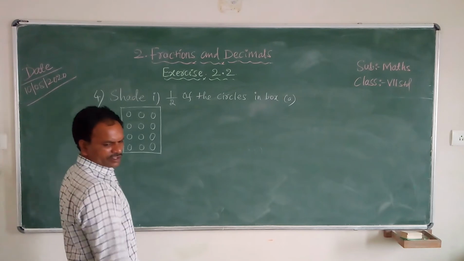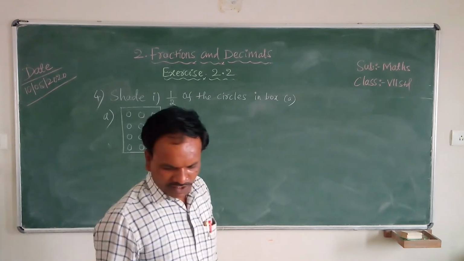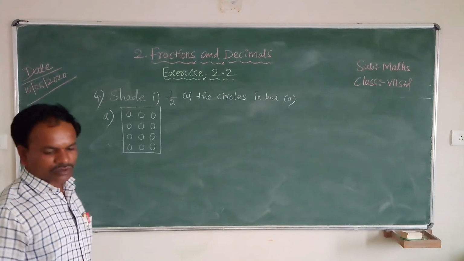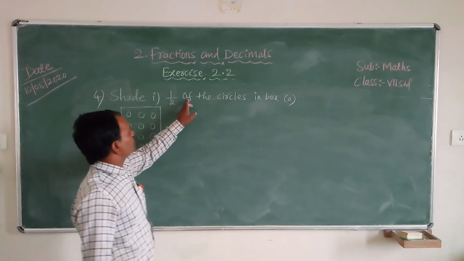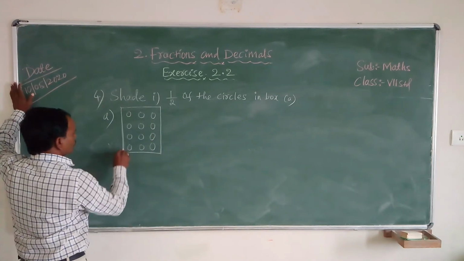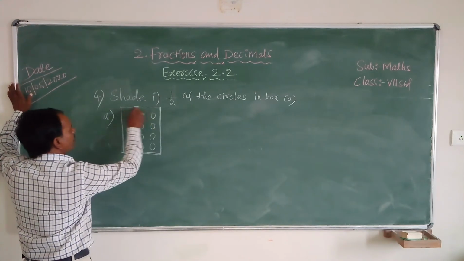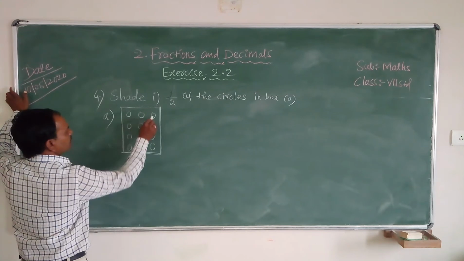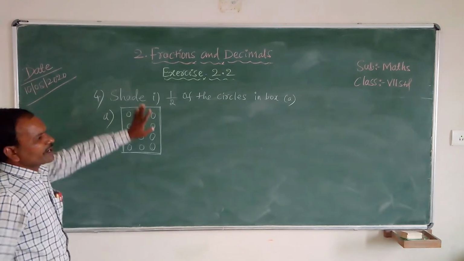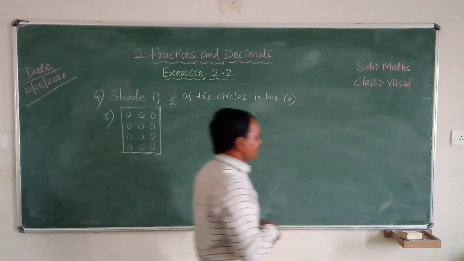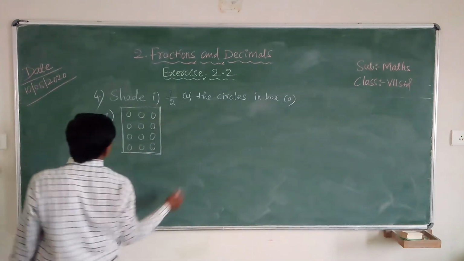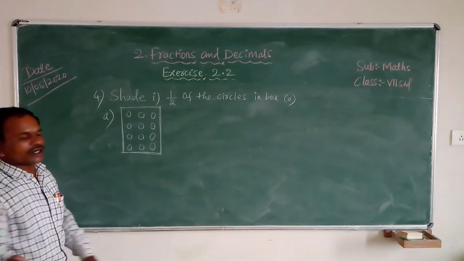So 1 by 2 of the circles in box. 1 by 2 is to be done. So here the box is there. Total, inside the box how many circles are there? 1, 2, 3, 4, 5, 6, 7, 8, 9, 10, 11, 12. So 1 by 2. So one box inside colour. Same, 1 by 2. So one box inside, 1 by 2 is to be done.